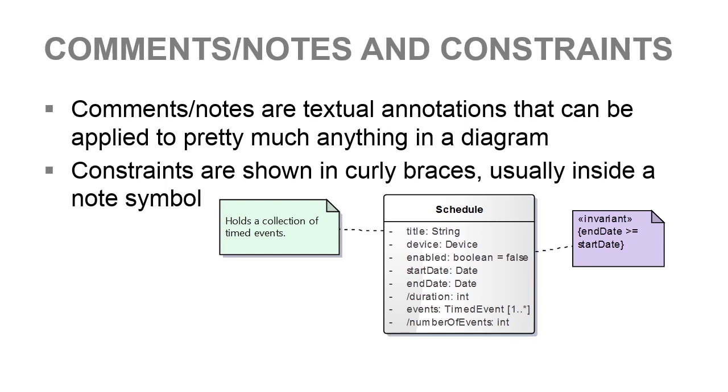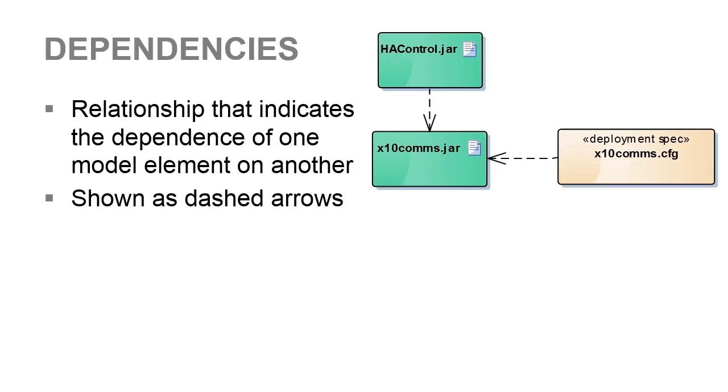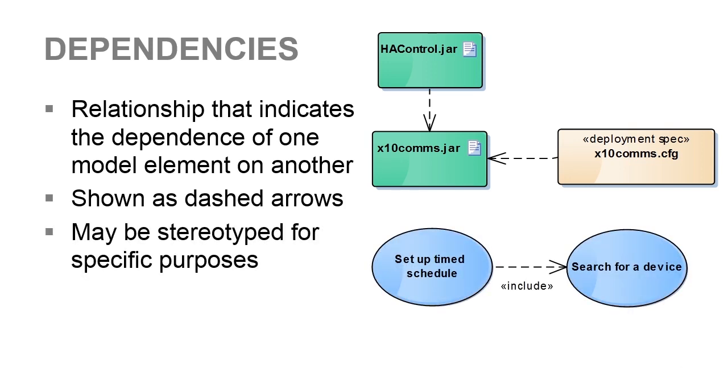There are many kinds of relationships in UML, but one that's sometimes used where there isn't a specific relationship is the dependency. A dependency means that one element in a model is dependent on another. They're shown as an arrow with an open arrowhead and a dashed line. They may also be shown with a stereotype to indicate that they have a specific purpose.